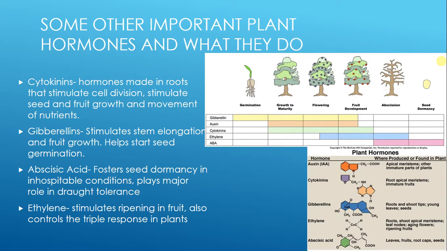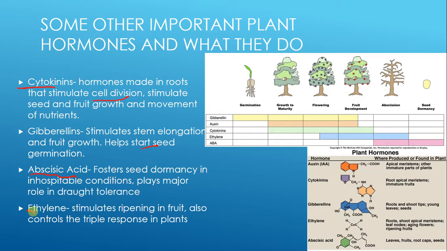There's some other plant hormones. So cytokinins are responsible for stimulating cell division primarily, cyto as in cytokinesis and cell division. They also stimulate seed and fruit growth and nutrient transport. Gibberellins, derived from gibberellic acid, stimulate stem elongation and fruit growth and help start seed germination. Abscisic acid is really important. It fosters seed dormancy, so it's what keeps seeds dormant when there's not very favorable conditions for them to germinate, and plays a major role in drought tolerance. So the presence of abscisic acid helps promote drought tolerance in plants.